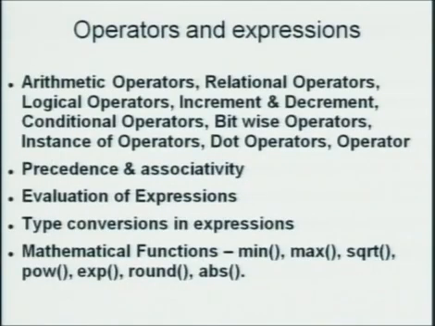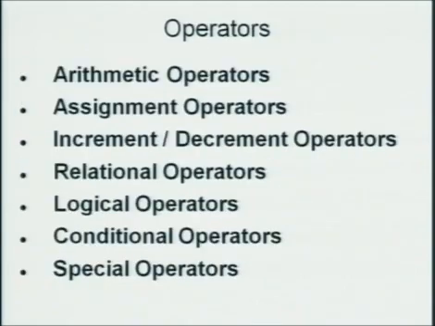Next, operators and expressions. Obviously, to create an expression in Java programming language, in any programming language, we need to use operators. Operators perform operations on operands. So these kinds of operations are performed, or expressions are created, with the help of operators. These are the types of operators: arithmetic operators, assignment operator, increment, decrement, relational operators, logical operators, conditional operators, and some special kinds of operators are also created in Java programming language.